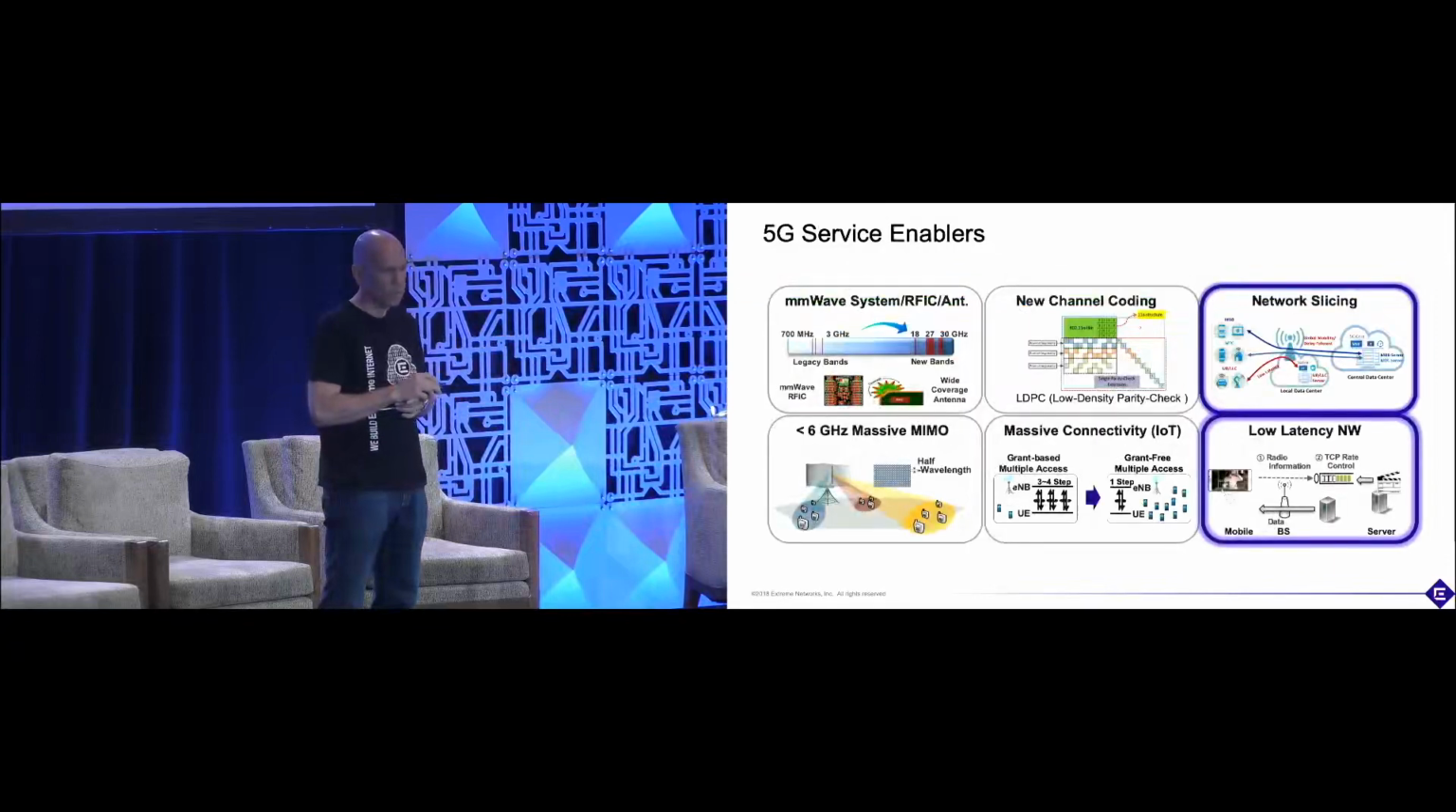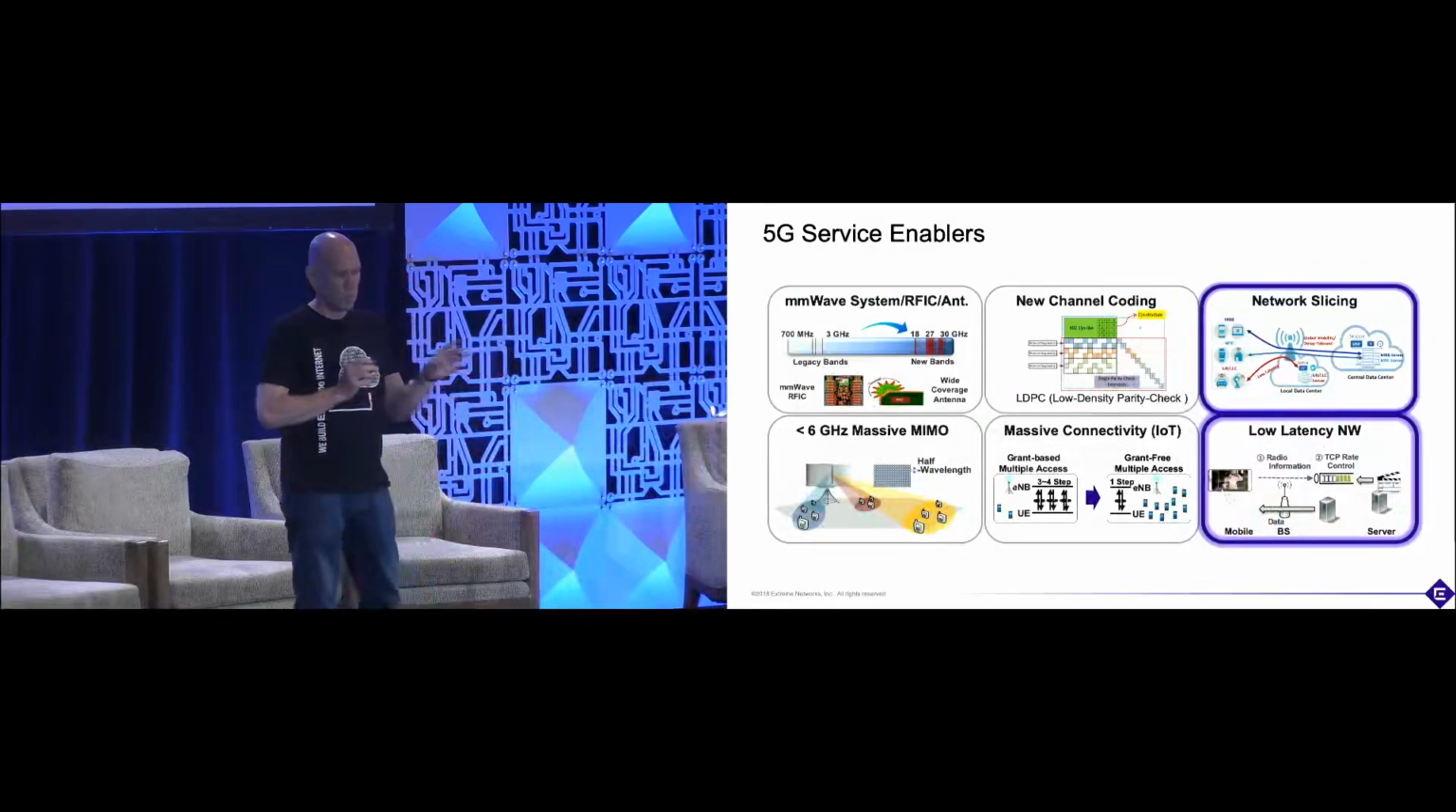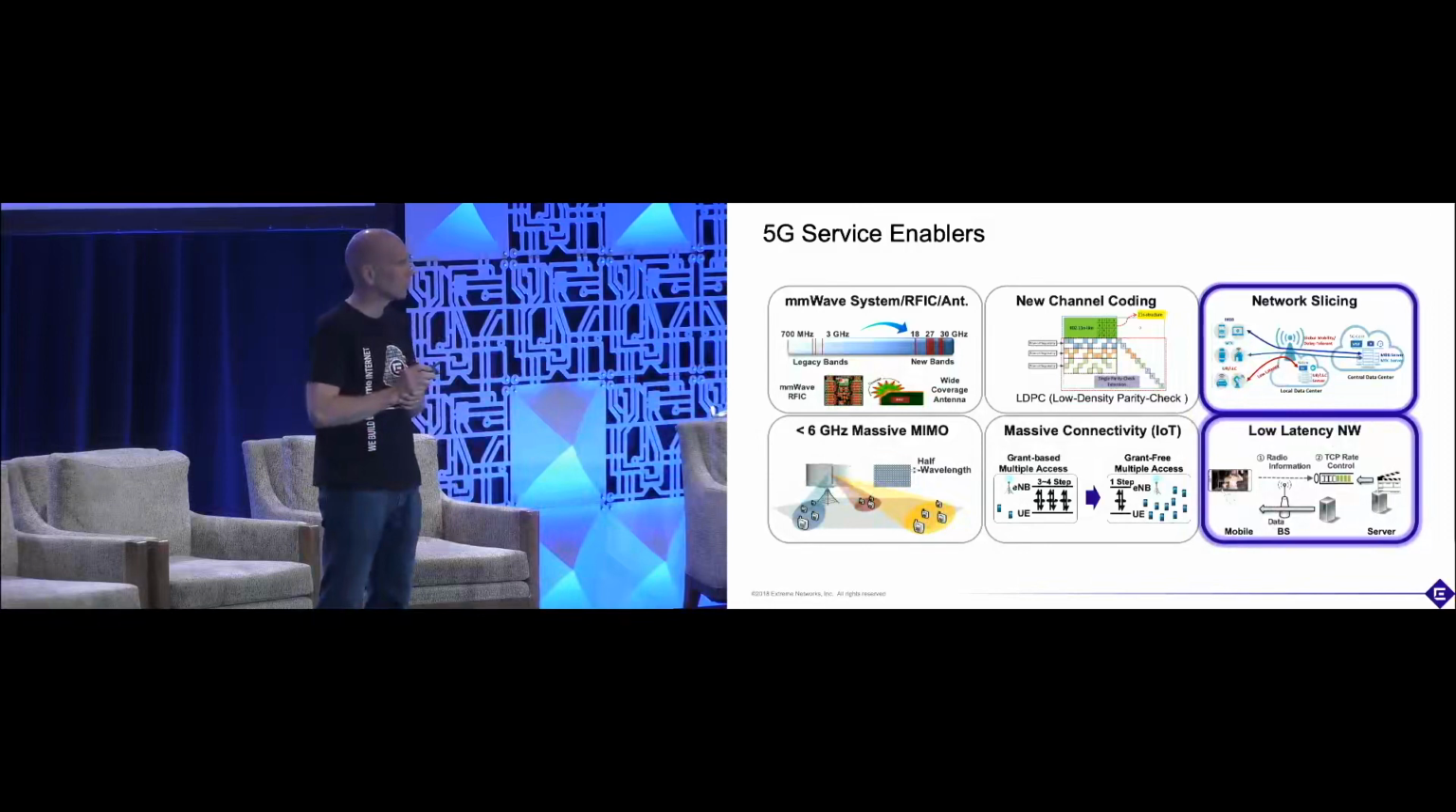Now, what I want to spend some time on is the service enablers. There are two squares I want to spend some more time on here. Ignore the four other ones, they're more on the radio side, but the highlighted ones are network slicing and low latency networks. So network slicing is a pretty interesting one.